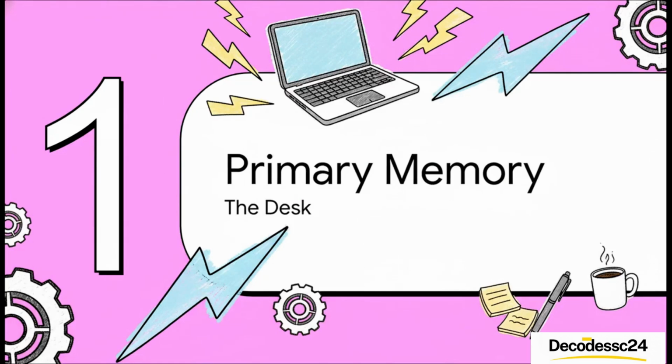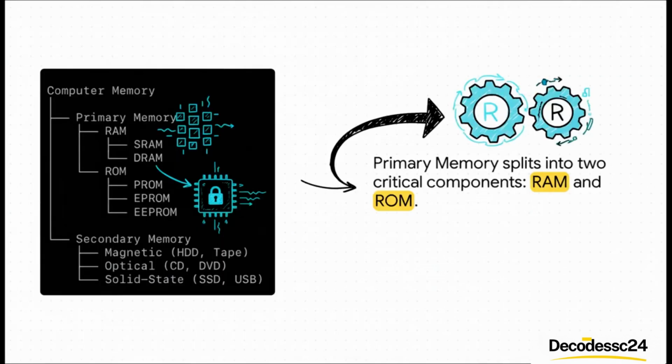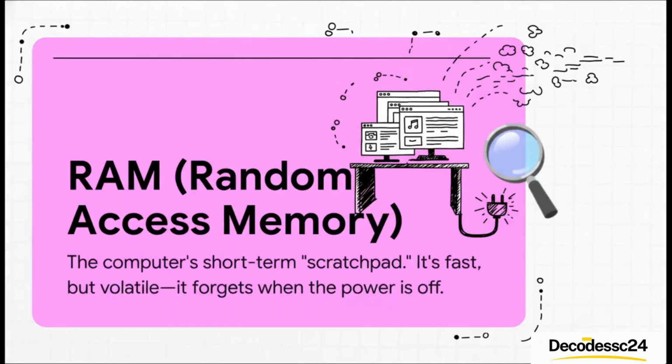All right, so first up, let's dive into primary memory. This is our desk. Now, if we look back at our family tree here, you can see primary memory splits into two really critical components, RAM and ROM. Now, these two are a team, but they have very different jobs. First, let's talk about RAM. That stands for Random Access Memory. This is the real workspace, the surface of your desk.